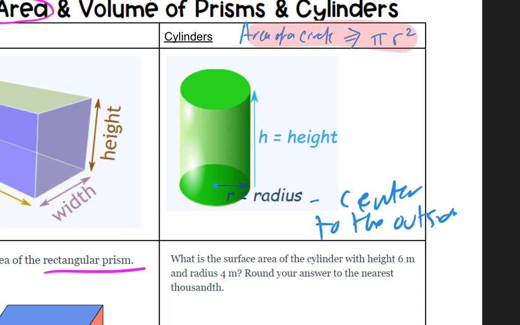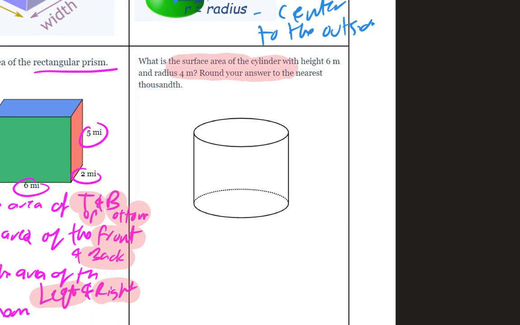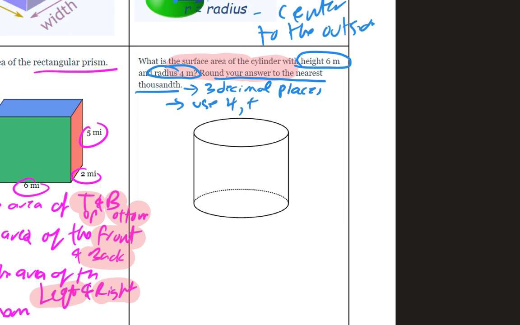Okay, so let's get right into some practice. It says, what's the surface area of a cylinder with a height of 6 meters and a radius of 4. Now we're going to round the answer. Here's what we got to remember: round to the nearest thousandth, which means 3 decimal places. So that means we're going to use 4 places, then round. Keeping that in mind, let's get into this practice.